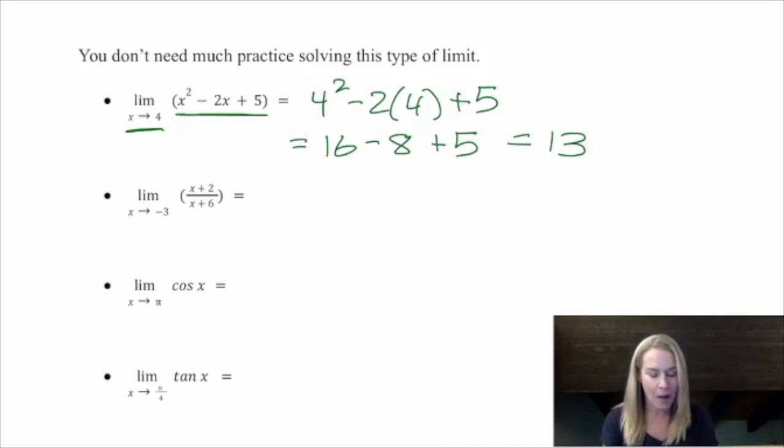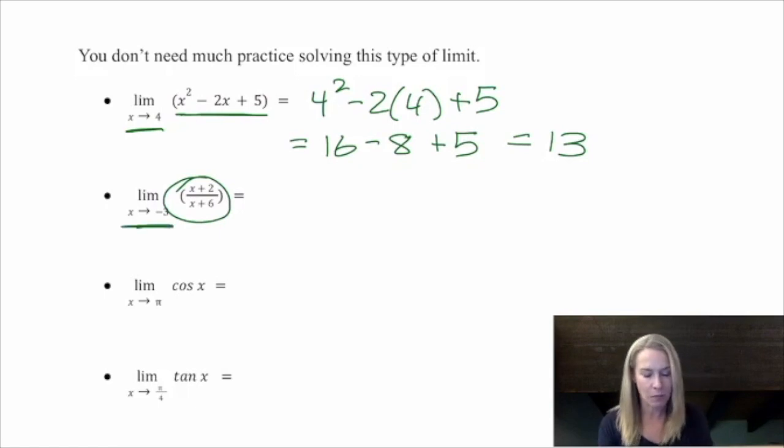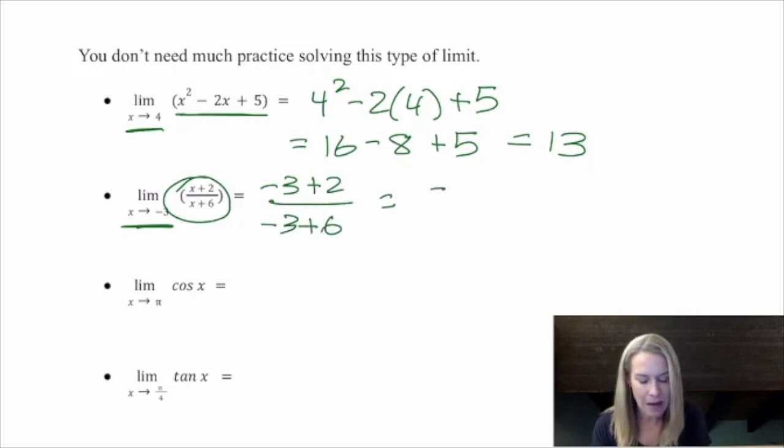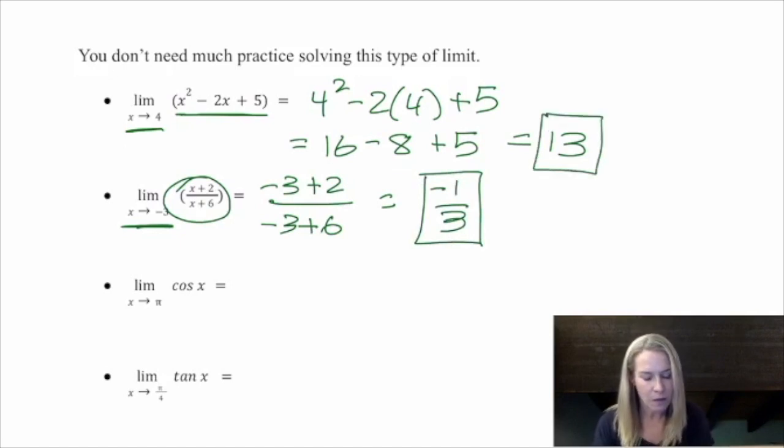Next problem, what happens to this rational function as x gets closer and closer to negative 3? So we plug in negative 3 plus 2, and we plug in negative 3 plus 6, and we get negative 1 over 3. So this function, as x gets closer and closer to negative 3, the output value becomes negative 1/3. Last two problems just happen to be trig problems, same idea.